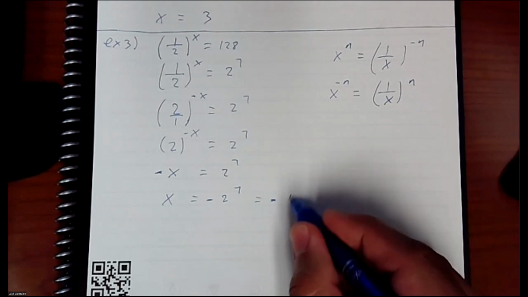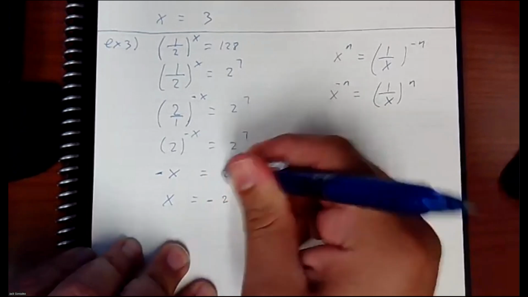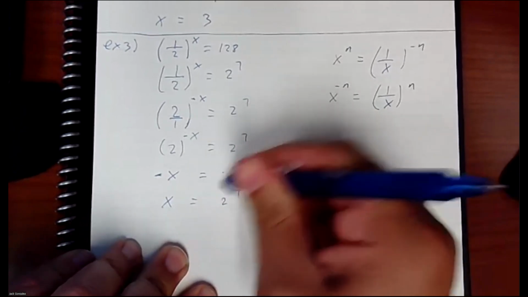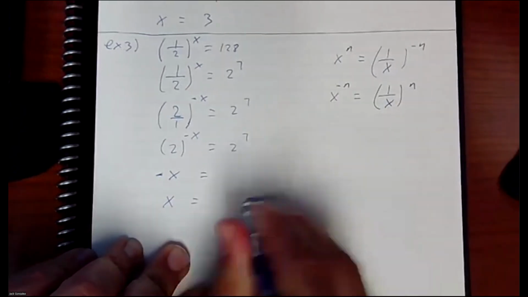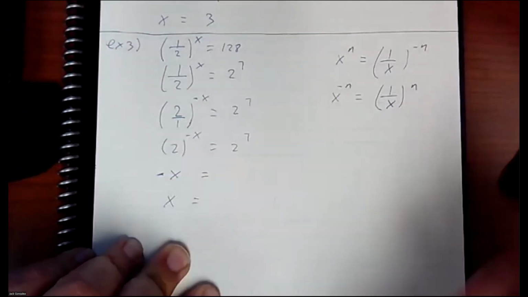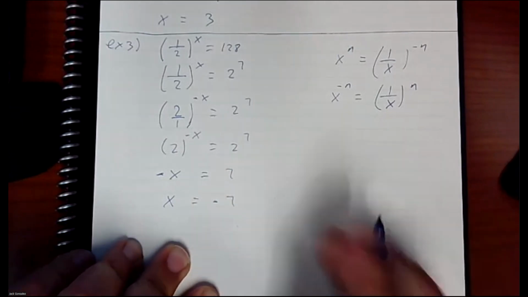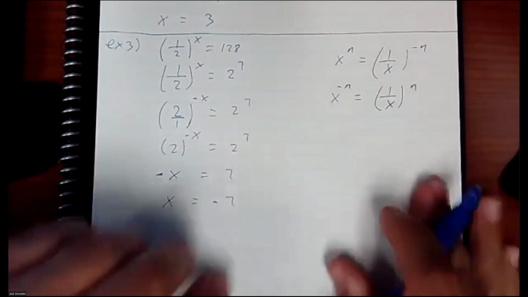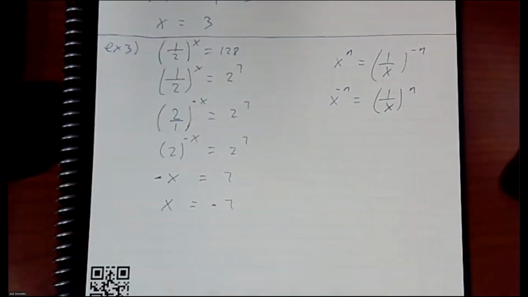That would be negative 128. Oh, actually, I'm sorry. Got distracted. You need to set the powers equal, not just one side. So negative x equal to 7, which would be this. Any questions on 2 and 3?